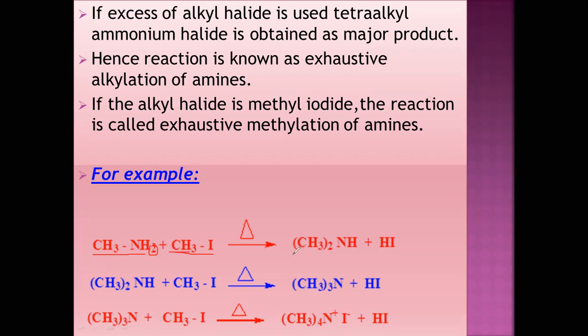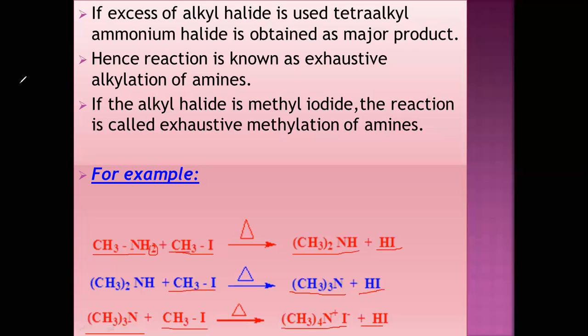So we get this dimethylamine with HI. Similarly, in the next step, this dimethylamine, that means secondary amine, reacts with the next molecule of methyl iodide because methyl iodide is taken in an excess amount. So formation of trimethylamine with HI, and finally this trimethylamine reacts with methyl iodide. We get tetramethyl ammonium iodide with HI.